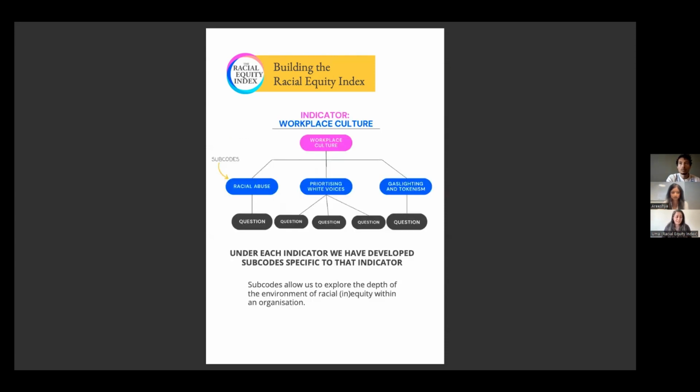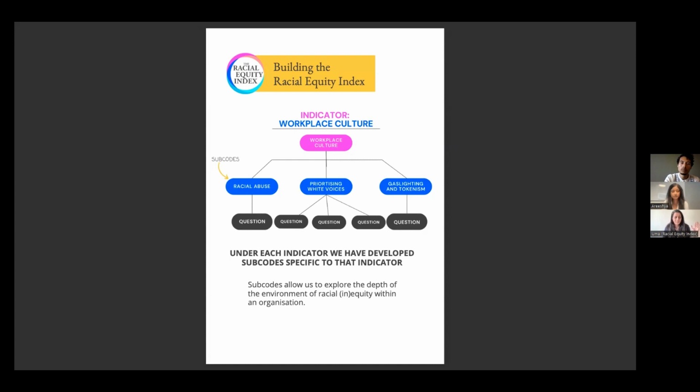But within each indicator, what we have also done is create subcodes that allow us to not only look at racial equity broadly, but also with depth within each of the indicators. So for example, when we talk about a workplace culture where racial equity is thriving, that means there is less racial abuse, less prioritization of white voices, less gaslighting and tokenism. And so we have created subcodes specific to each indicator that allow us to really tease out the environment that either houses racial inequity or promotes racial equity within an organization.